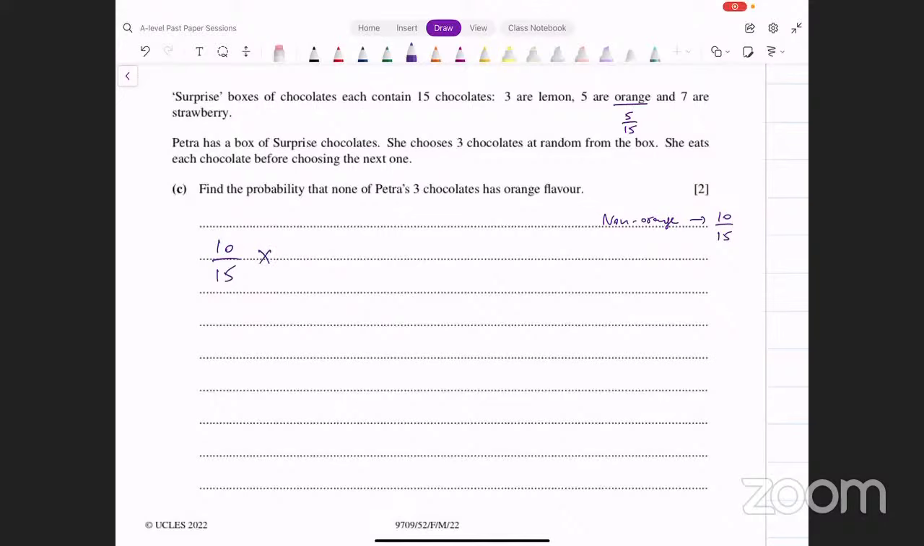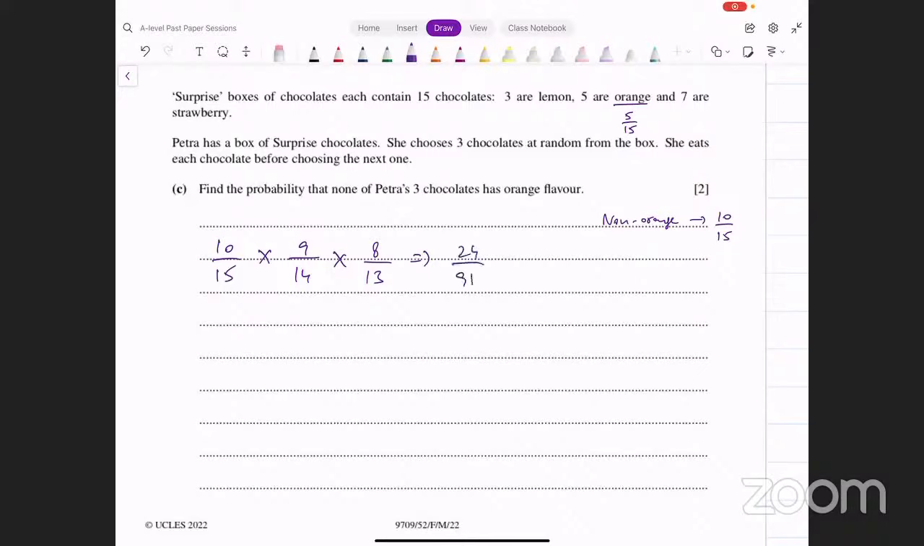What's the probability that she does not get an orange chocolate on the second attempt as well? The total number has changed, that's 14. And the non-orange chocolates will also change, there are going to be 9 now, 9 over 14, and then using the same logic, we've got 8 over 13, and that's going to give us the result. Okay, let's evaluate this. 10 into 9 into 8 divided by 15 and 14 and 13, that's 24 over 91.